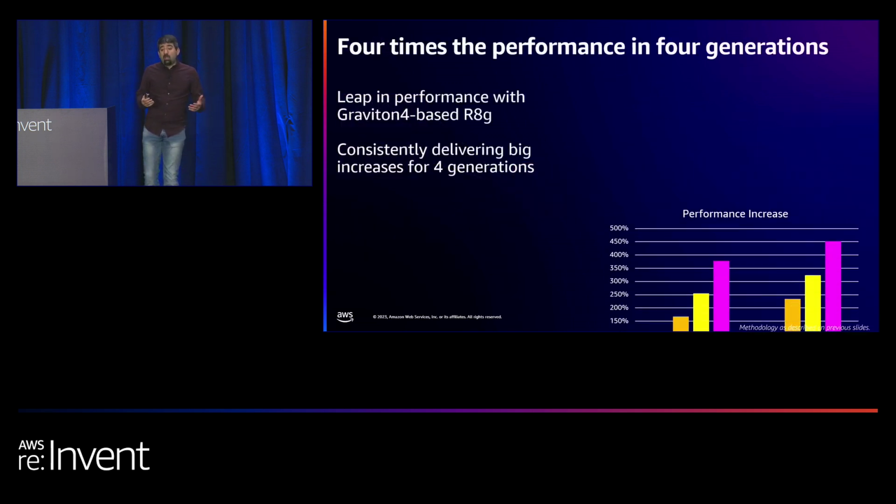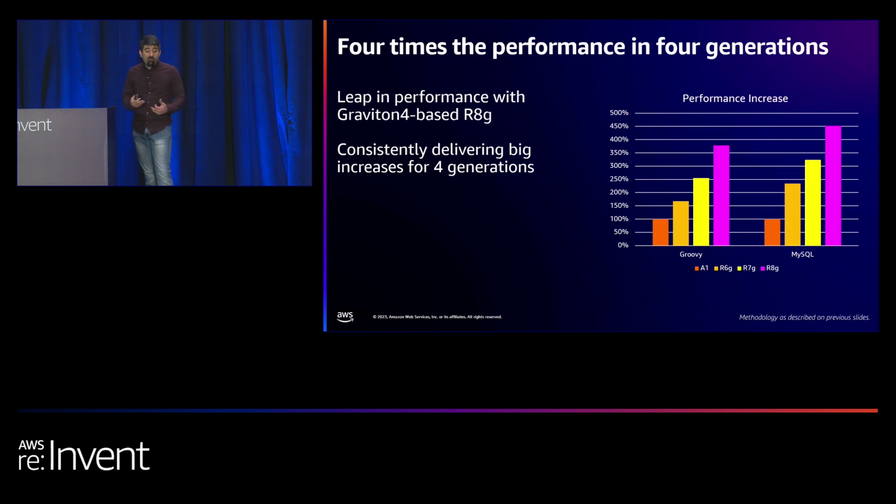Now, if we zoom out and look at generation over generation, how have we been doing? When we start with the A1 instance and look at the R6G based on Graviton 2, the R7G based on Graviton 3, and now the R8G based on Graviton 4, from 2018 to now in those 5 years and those 4 generations, we see around 4x increase in performance, depending on the workload. Sometimes a bit more, sometimes a bit less. But these are just huge gains in 5 years.